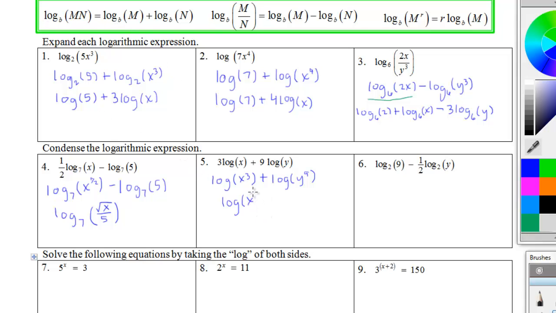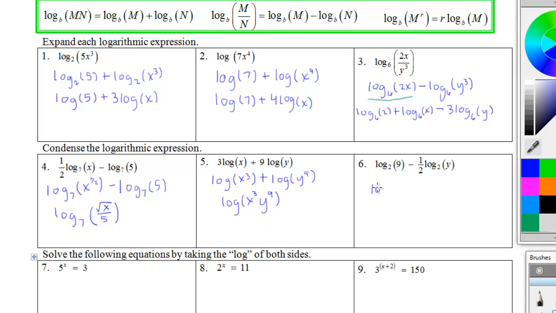So this will become the log of x cubed, it's a terrible looking 3, times the log of x cubed times y to the 9th. Write your parentheses. All right, moving on.